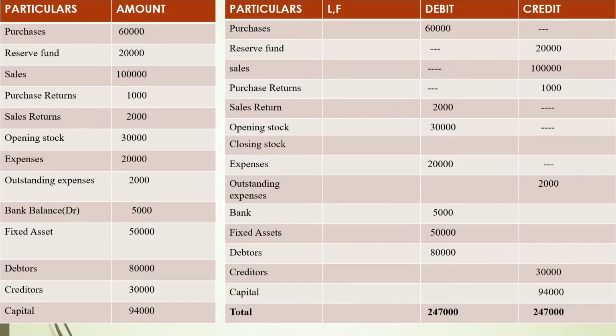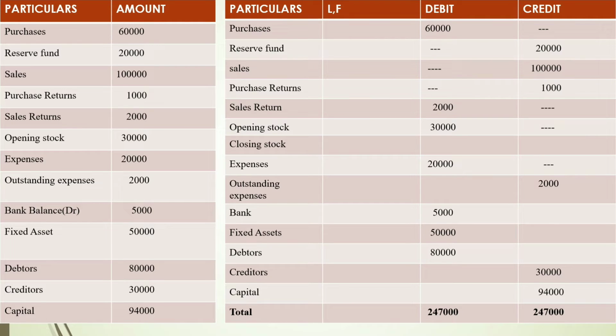Purchase return. Purchases we usually debit, so purchase return is usually credit. So in this case we have to enter it in the credit column. Then sales return. Sales always credit and sales return always debit. So we have to enter it in the debit.